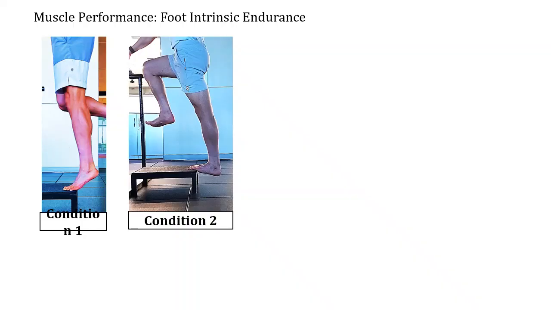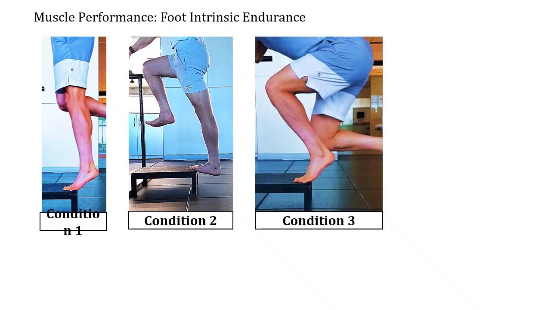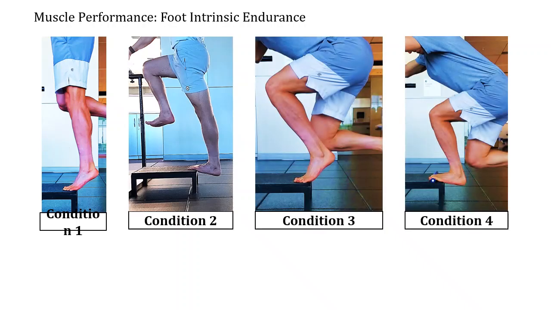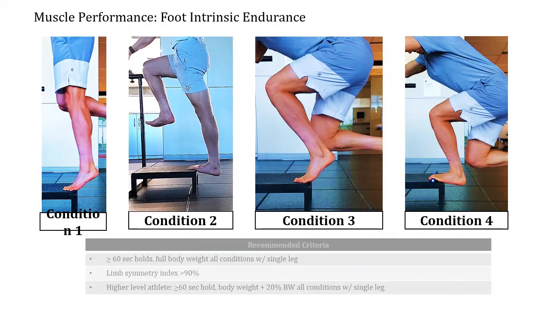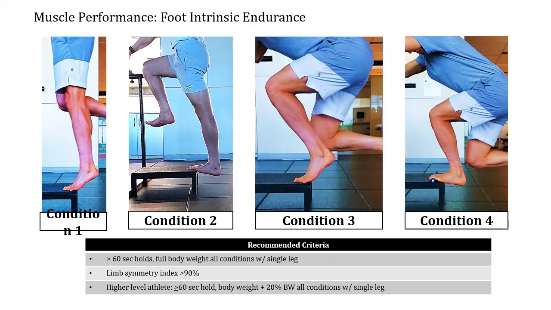The second is in a max dorsiflexed position. Conditions 3 and 4 have knee flexed positions. You're flexing the knee to 75 to 90 degrees, and then you're going into either max plantar flexion or max dorsiflexion, depending on the condition. Your criteria here is that they should be able to hold each position against body weight for 60 seconds without letting the heel height drop by more than 20%.